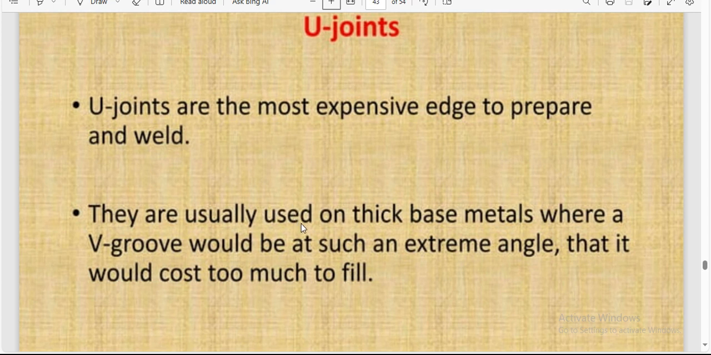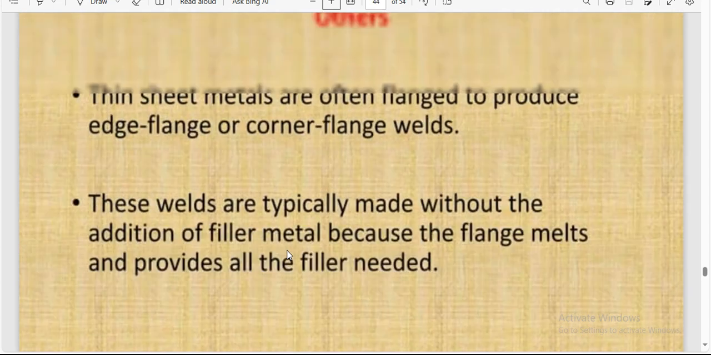They are usually used on thick base metals where a V groove would be at such an extreme angle that it costs too much to fill. Fulfilling this gap or these angles takes large amounts of filler material, so it costs more.